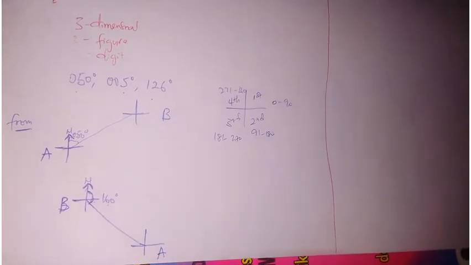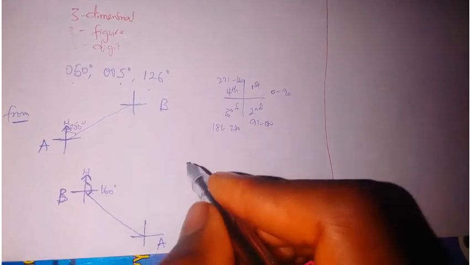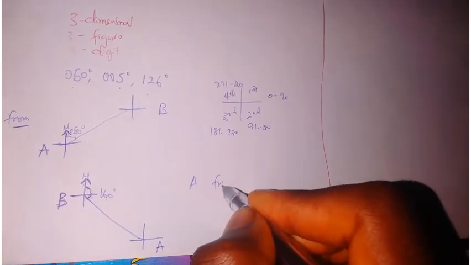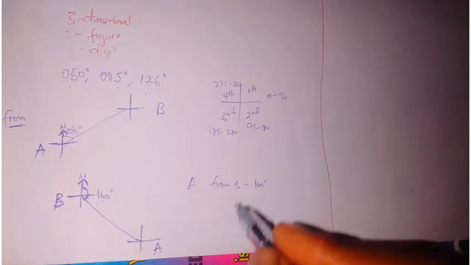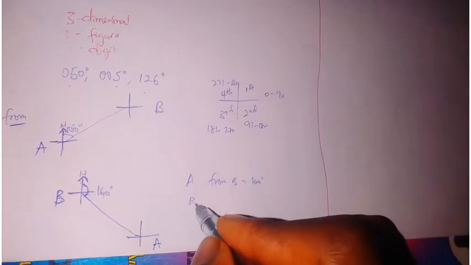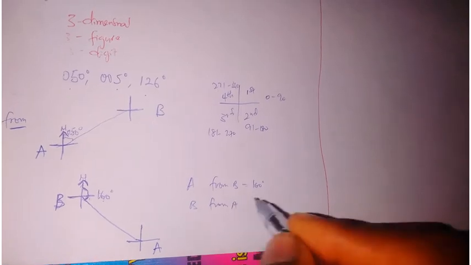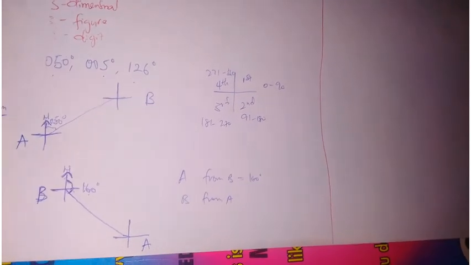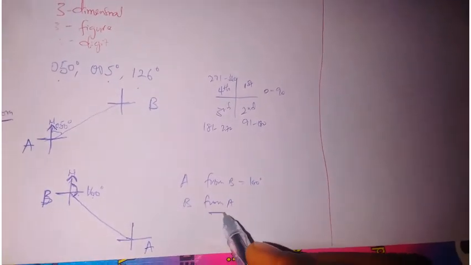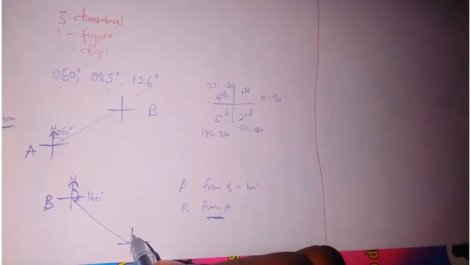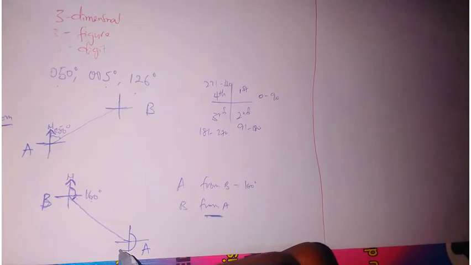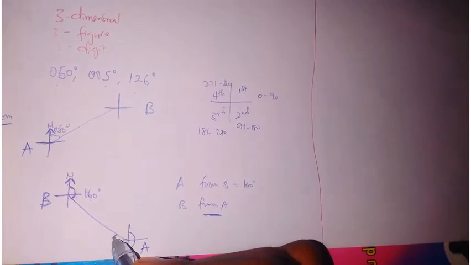Find the bearing of B from A. Initially, A from B is 160. B from A is now going to be what? I'm to find the bearing of B from A. In that case, I'll start measuring from A. I'll go to the knot of A. I'll measure from A until I get to the line joining B and A together.